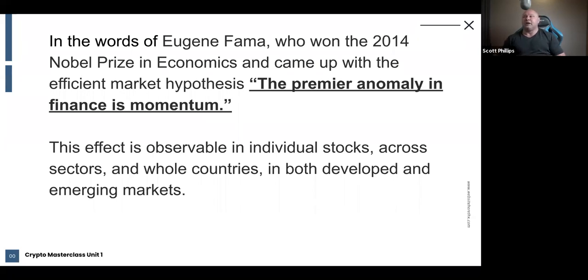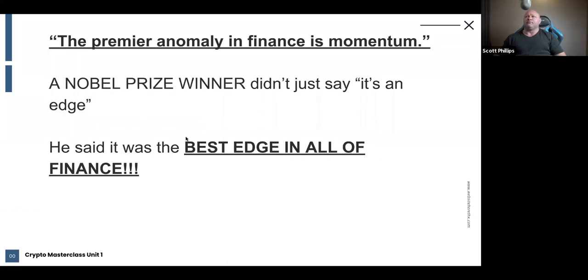You can't explain it. And this effect is observable both in individual stocks, across sectors, across whole countries, in both developed and emerging markets, in stocks, futures, commodities, FX. Everywhere there's buyers and sellers, we see this effect. And a Nobel Prize winner didn't just say it's an edge. He said it was the best edge in all of finance.